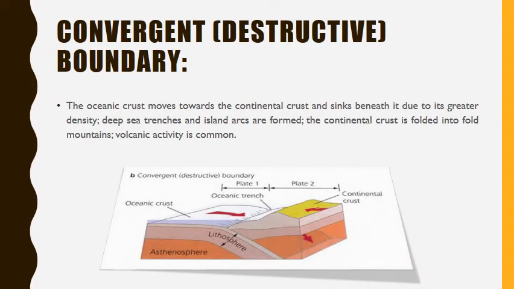Convergent boundaries. The oceanic crust moves toward the continental crust and sinks beneath it due to its greater density. Deep sea trenches and island arcs are formed. The continental crust is folded into fold mountains. Volcanic activity is common.